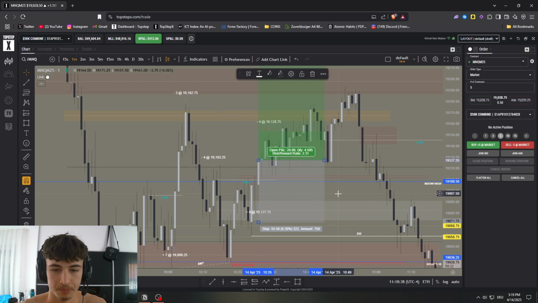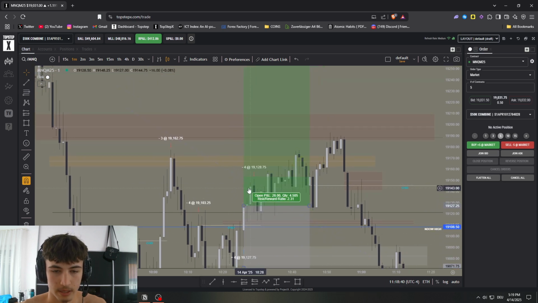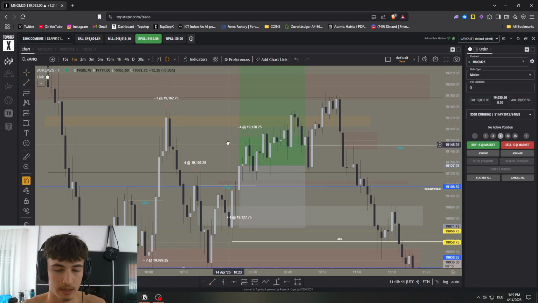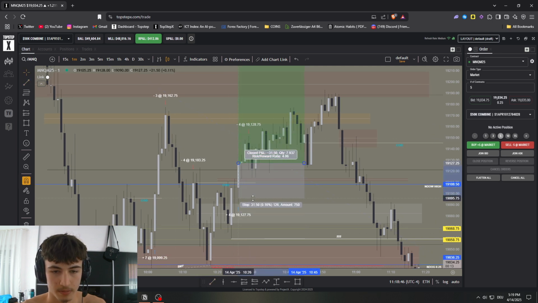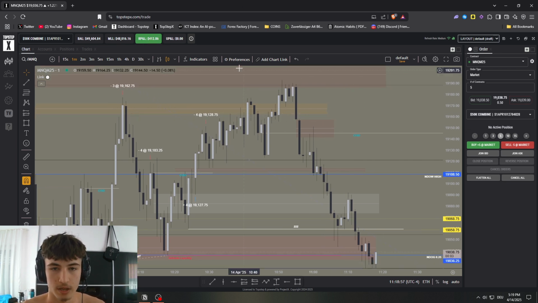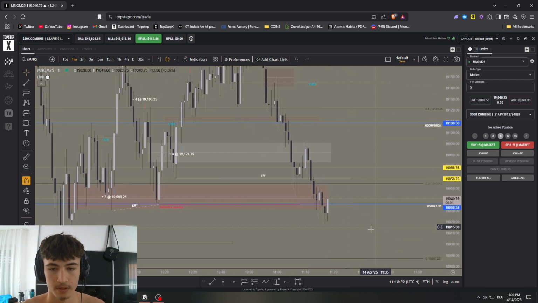Entered right here. Price came back up. After we played around this high, I moved my stop loss to break even right here. And then this candle stopped me out at break even, and then it's okay for me. Finish. $412 for the day. No more trades.